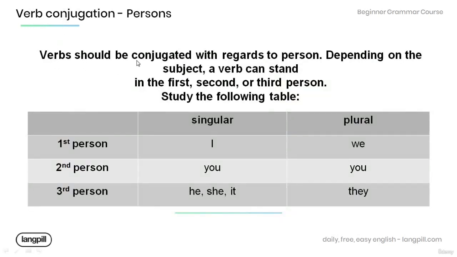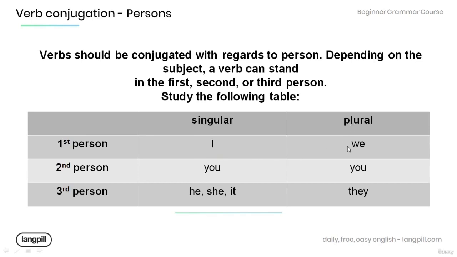Remember, the verbs should be conjugated with regards to person. Depending on the subject, a verb can stand in the first, second, or third person. Now let's have a look at the table below. Now when the subject is in the first person and it's singular, we use I.